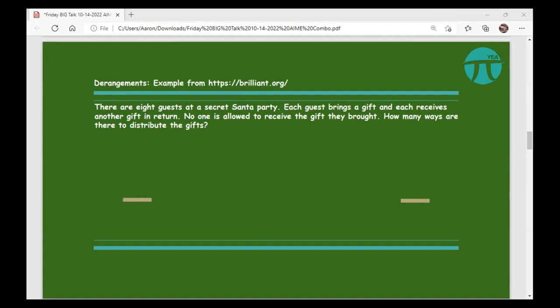Okay, well, that should be about enough time to get a start on this problem. So we can see that there are eight people total, and the important part is that no one received their own gift back. And so we want to find the number of ways to distribute the gifts.